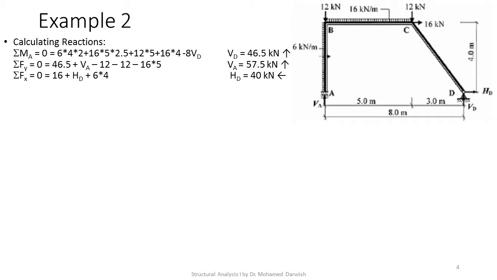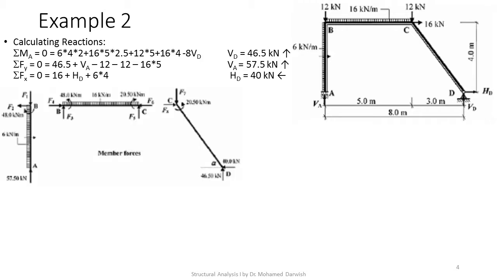Sigma Fy equals 46.5 plus Va minus 12 minus 16.5. That will give us that Va is equal to 57.5 kN. Both are up. Then sigma Fx equals 0: 16 plus Hd plus 6 times 4. So that gives us that Hd is equal to 40 kN to the left direction, from right to left.